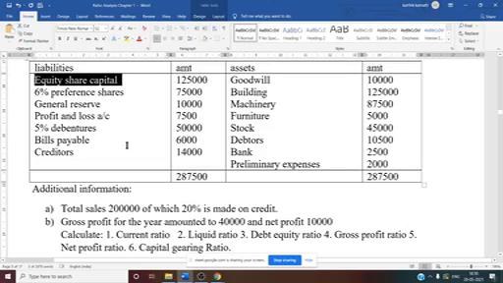We have written capital, general reserve and P&L account, equity shareholders fund, into 100. So now the final answer is 1,25,000 divided by 1,42,500 into 100. So answer is 87.72%. So this is how you are going to solve this type of problem.